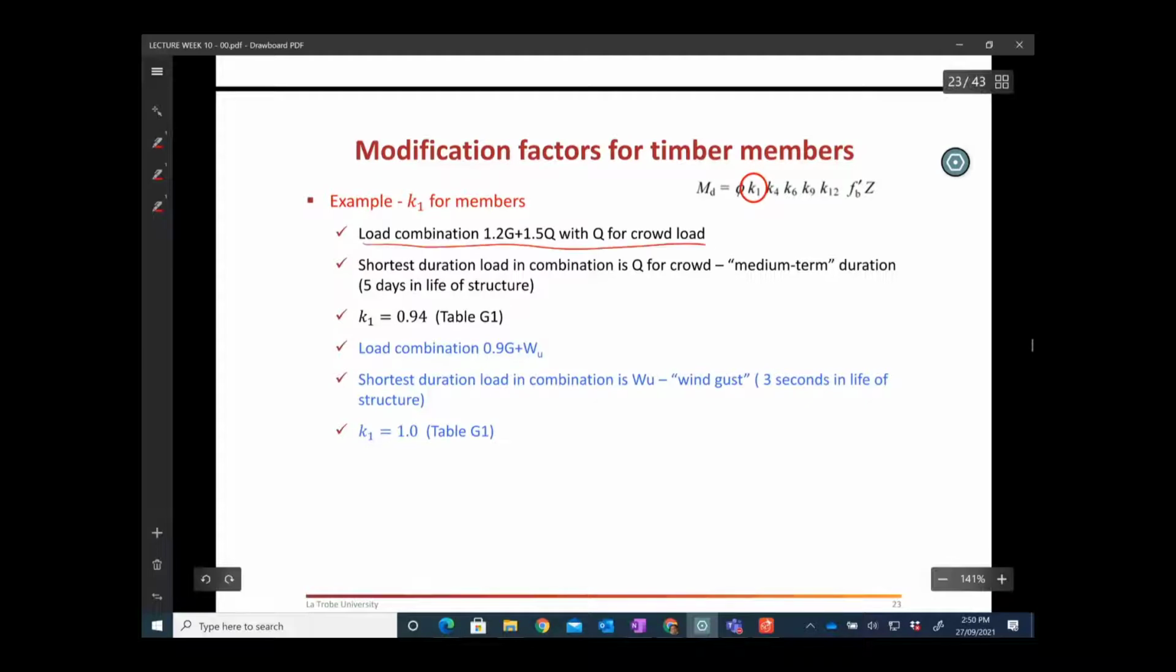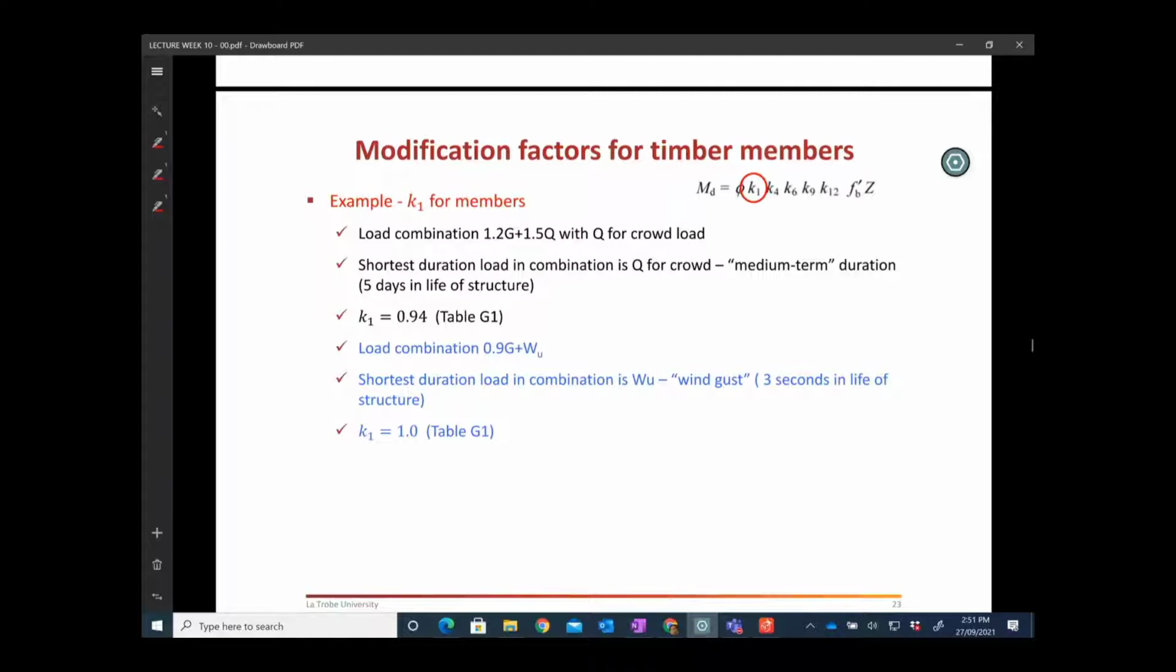Load combinations 1.2G plus 1.5Q. The shortest duration of the load combination is the crowd load. Medium term duration, generally speaking, is 5 kilonewtons, which will be 5 days in general terms. If someone asks how long your timber beam will be loaded, 5 days. Typically we consider that medium term, and in that case K1 is in between. It is not worse, it is not over, it is not under. So K1 is typically 0.94. A 6% penalty is applied to your timber beam because it will experience this kind of long-term duration.